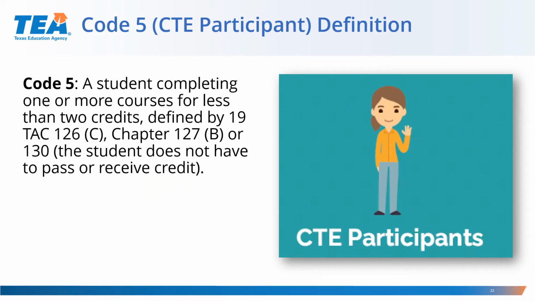The next code is a code 5 or a CTE participant. Code 5 is any student completing one or more courses for less than 2 credits. Technically, a student could take 3 individual half-credit courses and still be a participant. Note that students do not have to complete and pass the course to be coded a code 5. The logic here is that if the student is attempting and completing a course, even if they don't pass the course, both the student and the district will receive credit for participating in CTE.